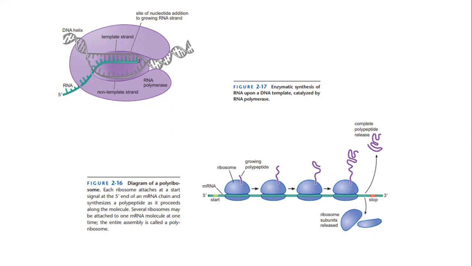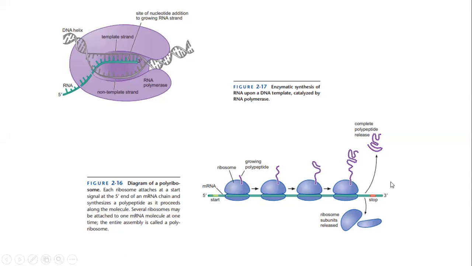A small segment of mRNA is attached at a given moment to a ribosome. So a small portion of this mRNA is bound to the ribosome at a time. A single mRNA molecule can simultaneously be read or translated by several ribosomes, approximately more than 50. That is called a polyribosome.